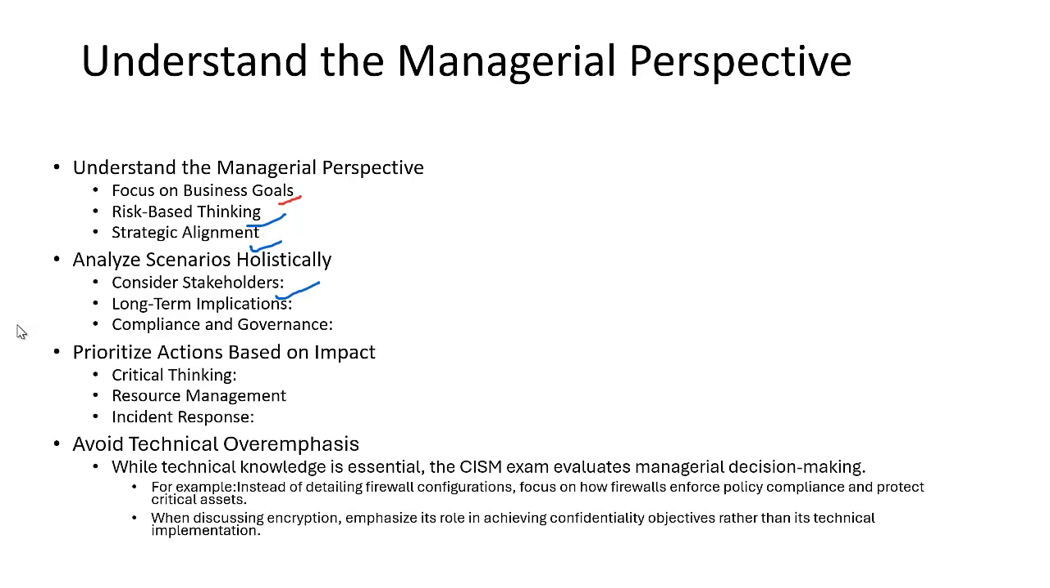Next is to prioritize the actions based on impact. Very, very important. Here the most important thing required is critical thinking. You have to assess which actions provide the greatest value and which reduce the most critical risk. You also need to consider resource management, where you consider cost effectiveness and resource constraints when you're selecting solutions.